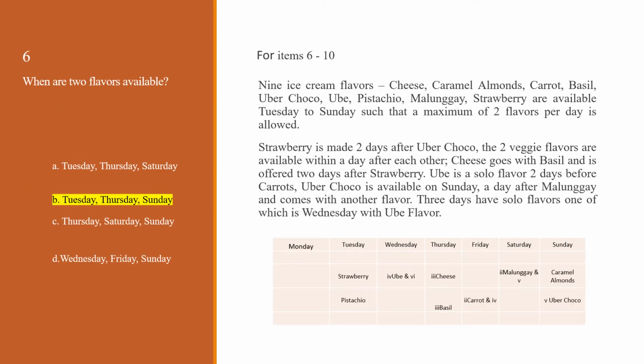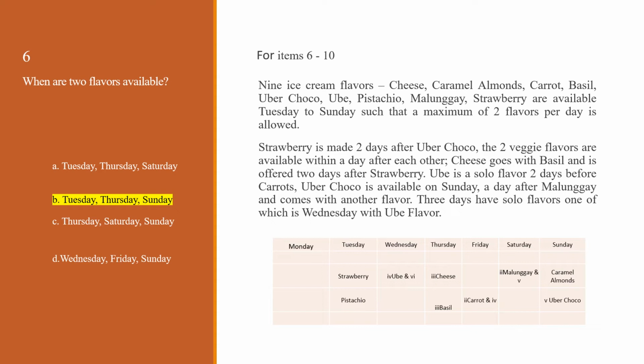One problem will be the reference for 5 items, which are items 6 to 10. So we will have to be very careful in mapping this problem. Using a matrix, we're supposed to distribute within 6 days from Tuesday to Sunday 9 ice cream flavors, and we are given the restriction that 2 flavors would be the maximum allowed per day.